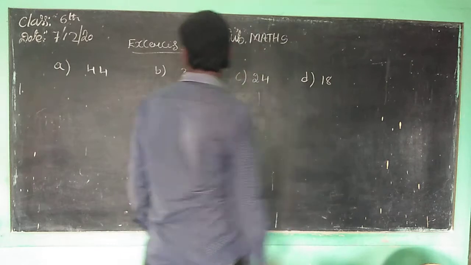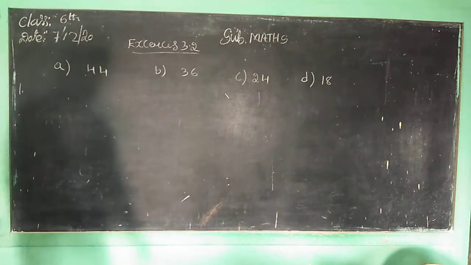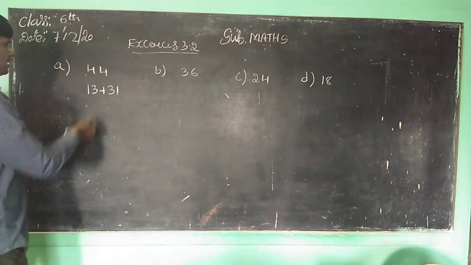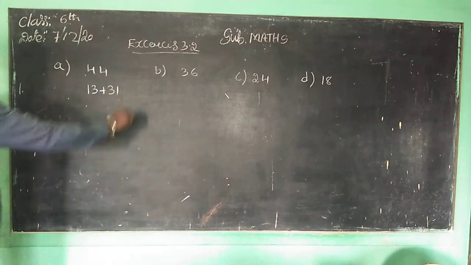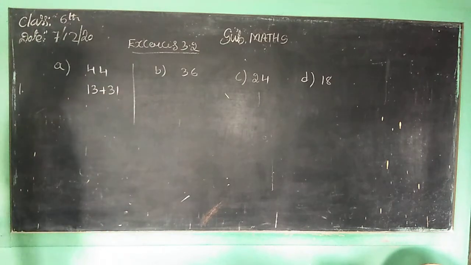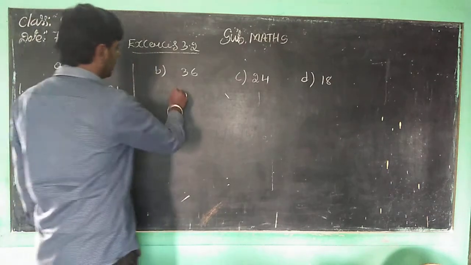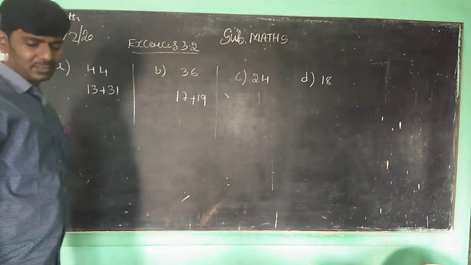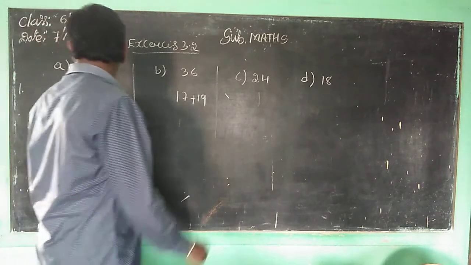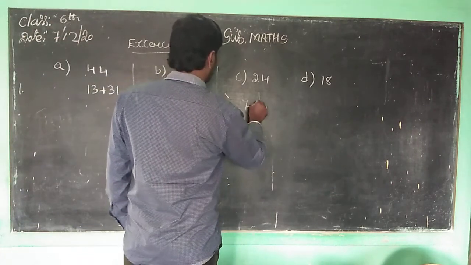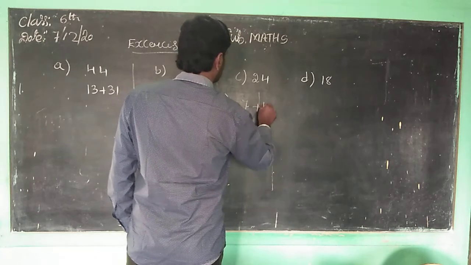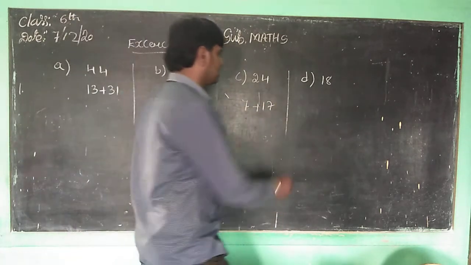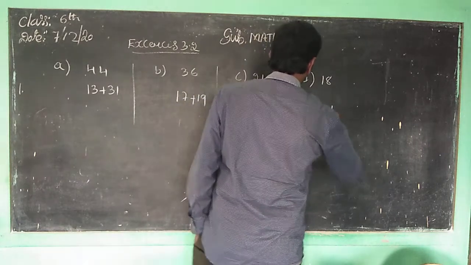Children, how can you write 24? 13 plus 31. You want to add: 13 is a prime number and 31 is a prime number. Correct, children? As well as you want to take 36: 17 plus 19. Children, now you want to take 7 plus 17. This is also a prime number. Now you want to take 7 plus 11. These are prime numbers.